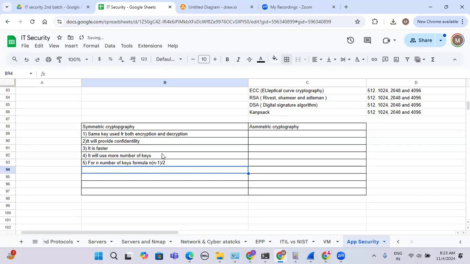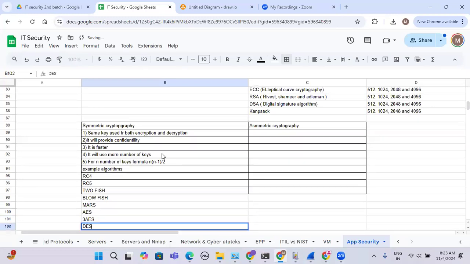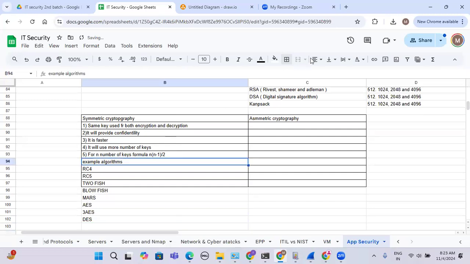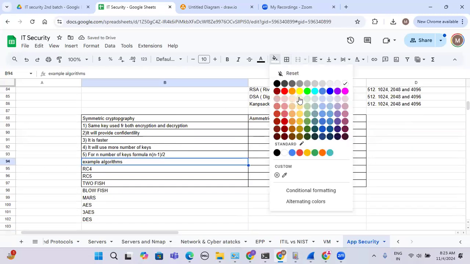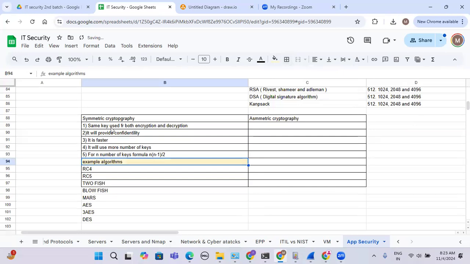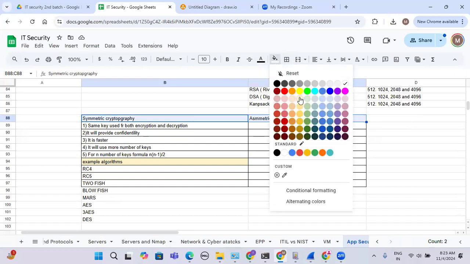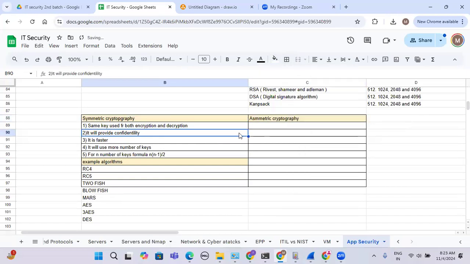These are the example algorithms we discussed: RC4, RC5, Twofish, Blowfish and also Mars. Then we have AES, 3DES, DES. On the symmetric side, if you want to use any algorithm, we have to go with either DES, AES or 3DES. In an SSL/TLS certificate, we can also see a combination.